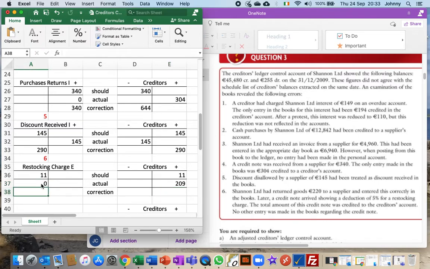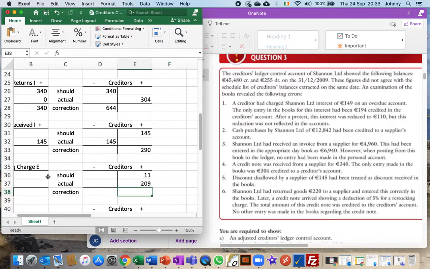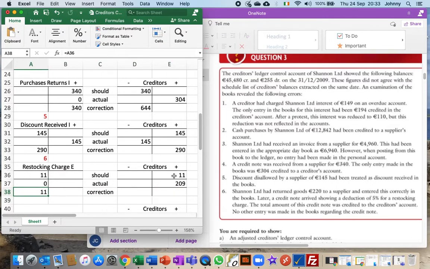So to fix that, I'll do the thing I should have done in the first place. And for the creditors account, I want to have 11. I've got 209 in there. So I need to take away from it the difference in the two. So I need to subtract. So that means going the upside, 209 minus 11. So 198 needs to be on the debit side of the creditors account to make it smaller. I hope all that kind of makes sense to you.